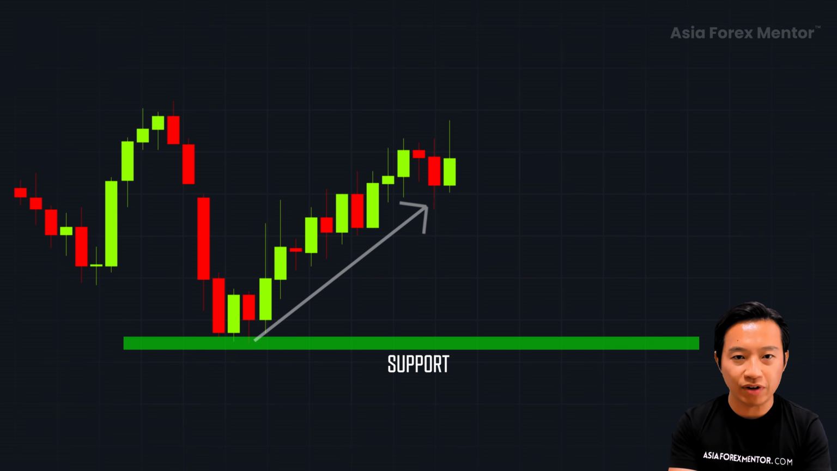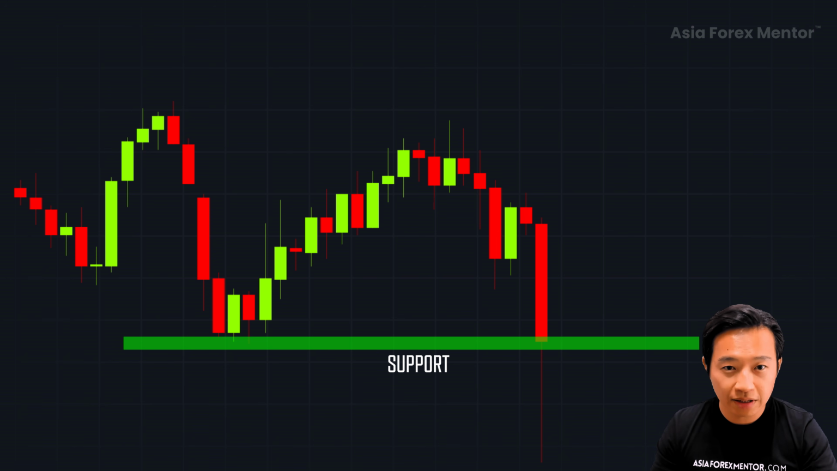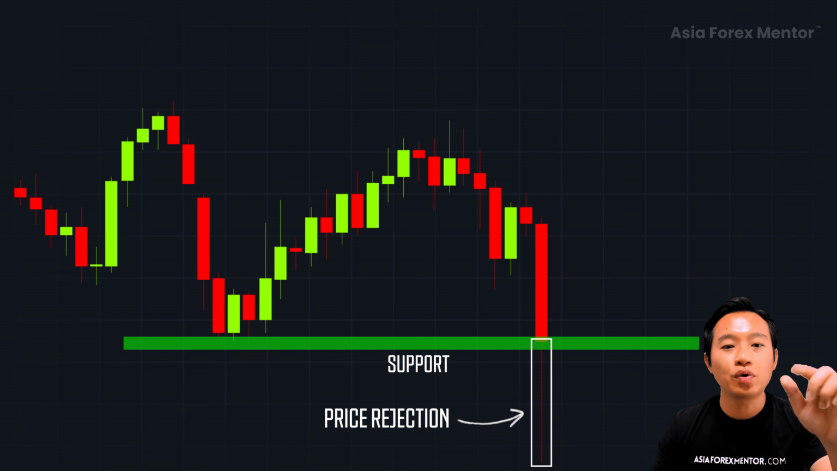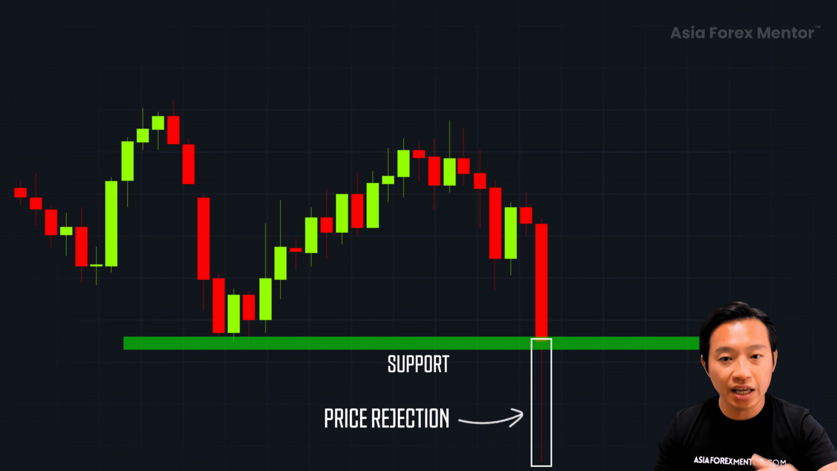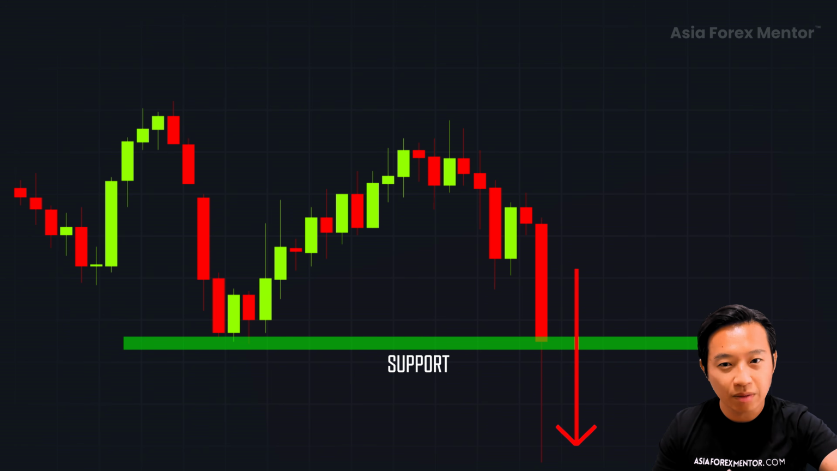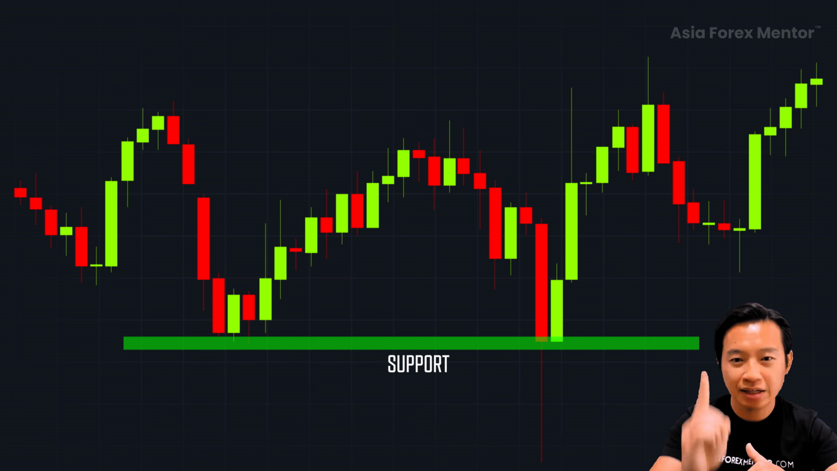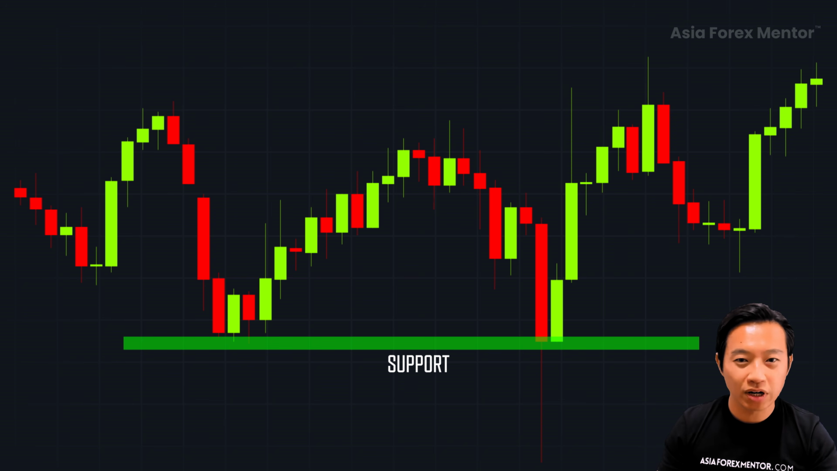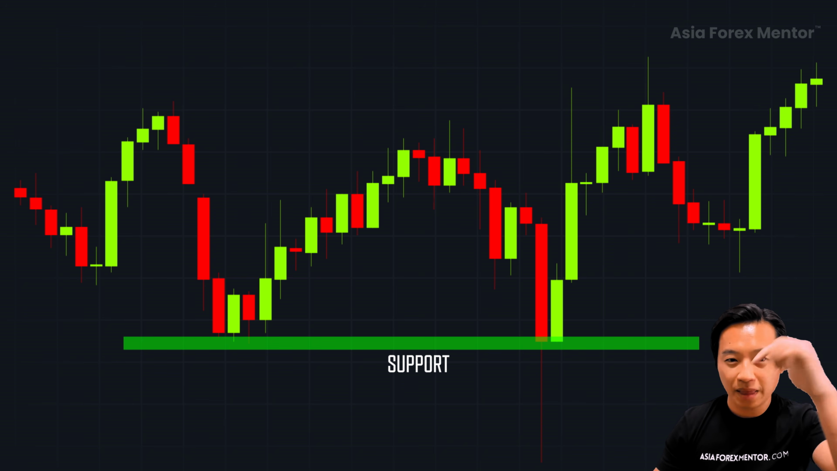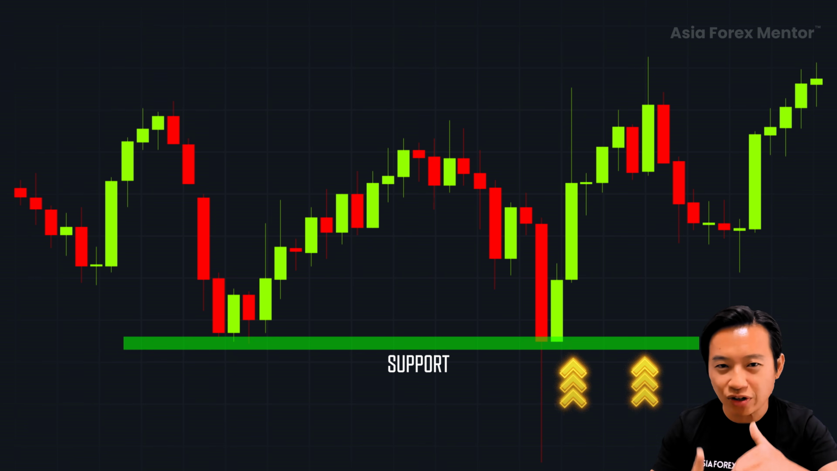So we want to keep an eye on that level. When price returns to this level again, we see a major price rejection at that level in the form of a rejection candle. This means that the sellers initially pushed the price downwards, breaking that support level, but then the buyers came back in and pushed the price back upwards, above the support level itself. It means there's a lot of strong buying activity. It's like, you're not going down, you're going back up.